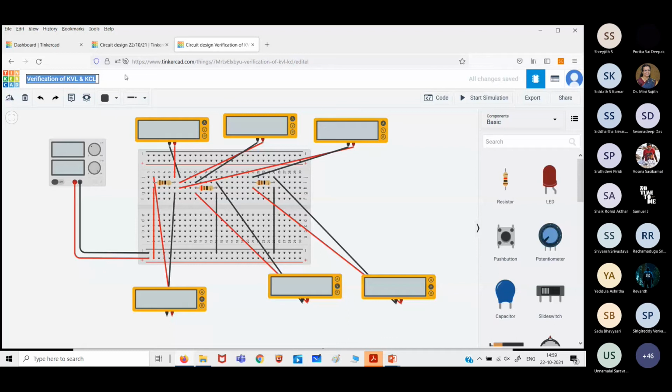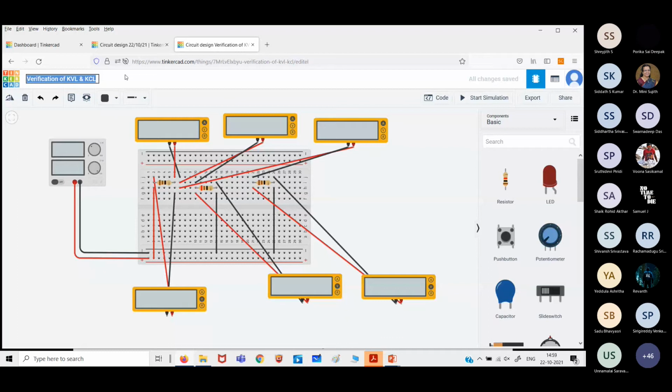So if you go back, it will reach your dashboard. Dashboard means it is the home page of your Tinkercad. Okay. So you can see here, verification of KVL, KCL example. So many circuits are saved. So there is no separate requirement that you will have to save.